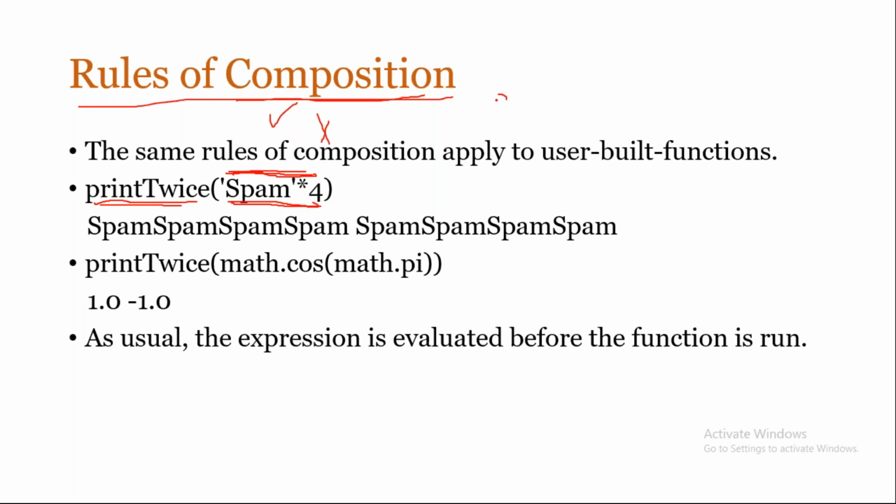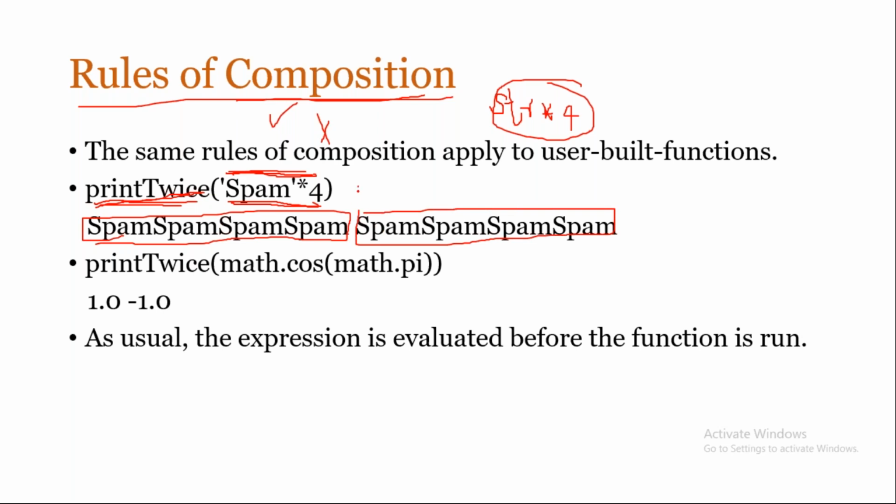You remember, when a string gets a multiplication sign, what does it do? It repeats it as many times as it was multiplied. So spam, before this function itself is evaluated, will become spam repeated, and then the print twice function prints it twice. That is all. What we understood is this: when you put an argument inside the function, you can have that argument in the form of some kind of composition also. Another example will make this much clearer.